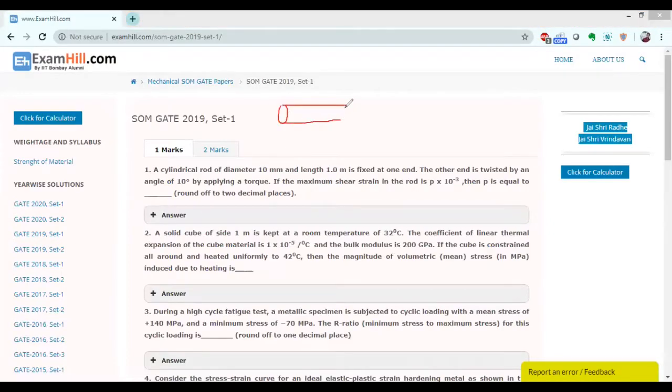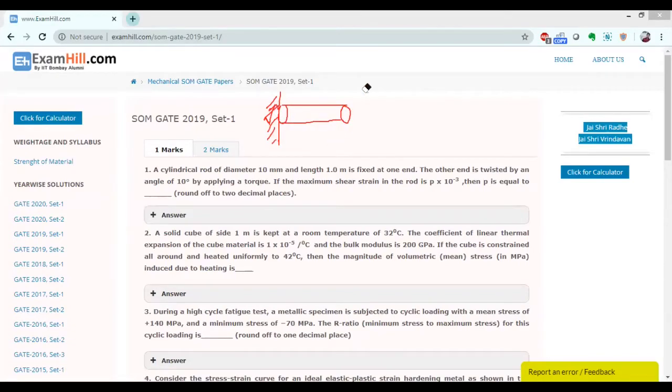You can see what I am drawing. Can you see? Okay. So a cylindrical rod of diameter has been given, this diameter is given, then length is also given. It's fixed at one end. So one end it's fixed like this. Okay, one end is fixed.